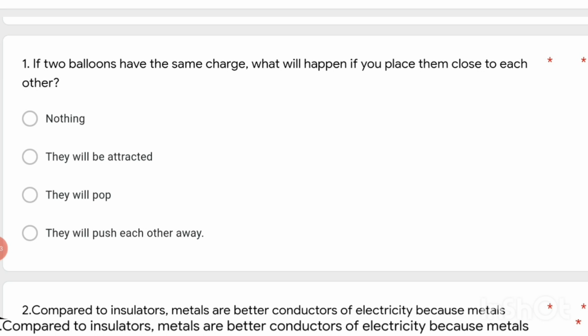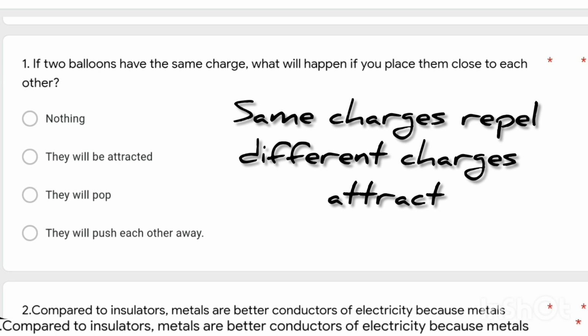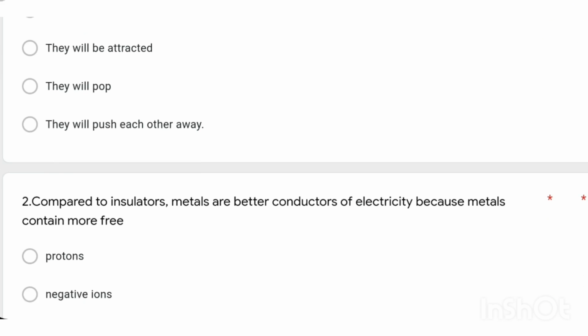First question is, if two balloons have the same charge, what will happen if you place them close to each other? Options are nothing, they will be attracted, they will pop and they will push each other away. Correct answer will be they will push each other away because as per law of electrostatics, same charges repel and different charges attract. So since charges are same here, they will repel each other.